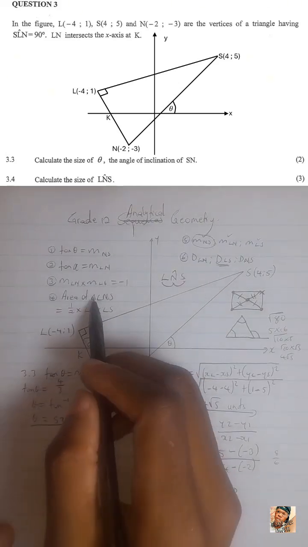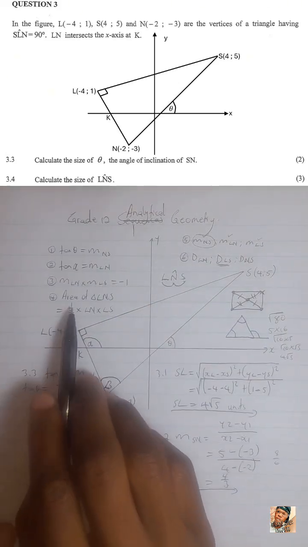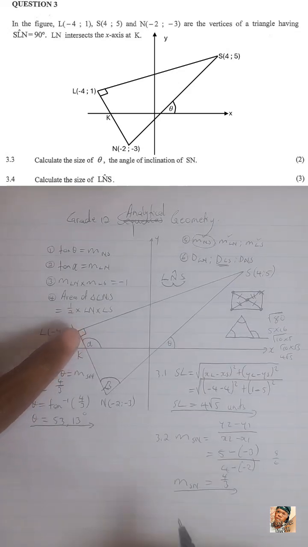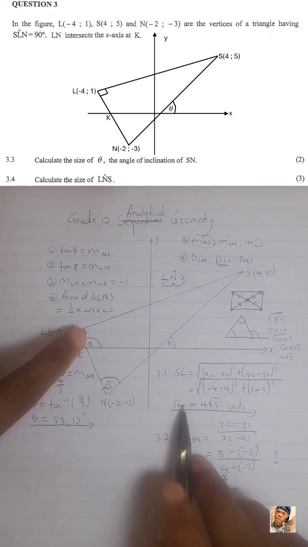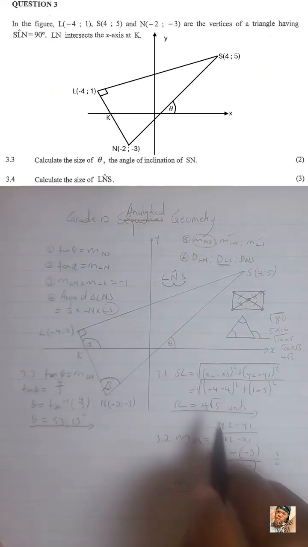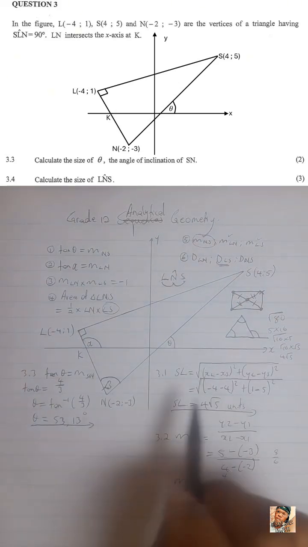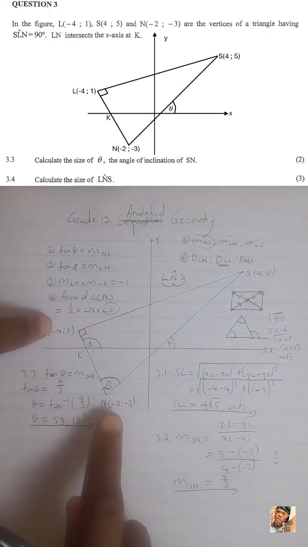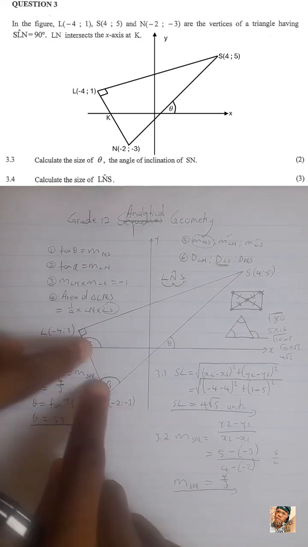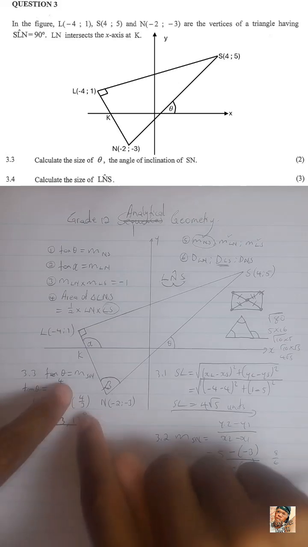Remember that I said for determining area, we're going to say area of LNS is half LN and LS. So right now we already have the LS, which is the SL, and it's 4 root 5 units. We only need the length of LN. So we can find the length of LN. After finding it, we're going to say half of LN multiplied by LS is the area.